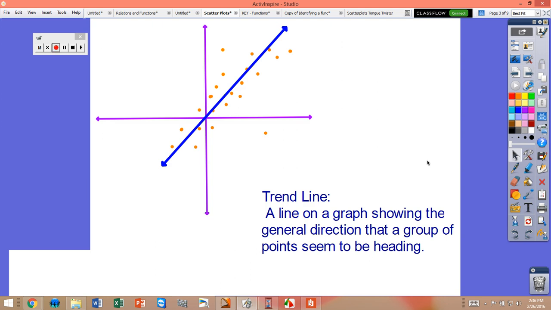When you have a scatter plot, you can create a trend line on the graph showing the general direction that a group of points seem to be heading. So when you make your trend lines, you try to go through the middle of the data. You want to have the same amount of dots above the line as underneath the line.